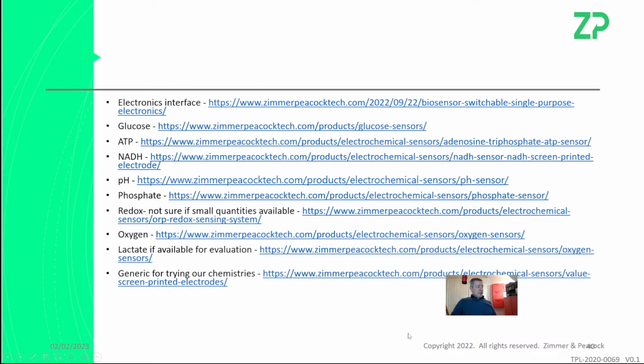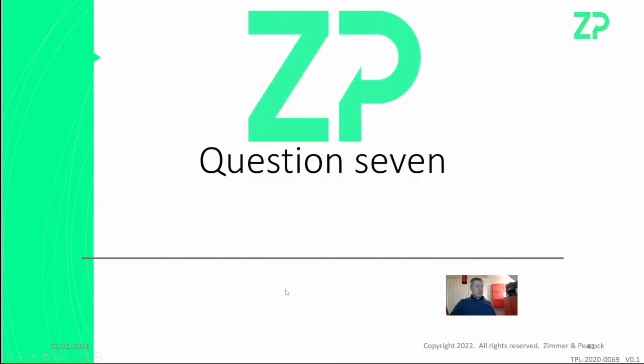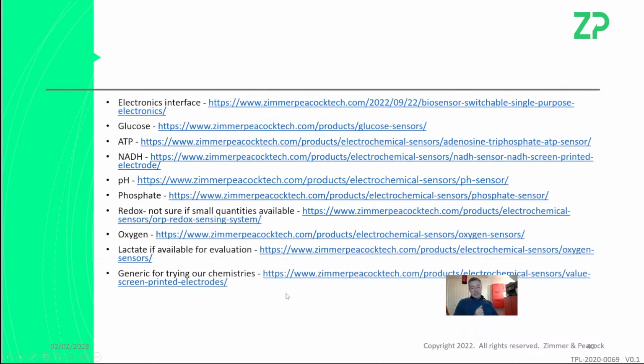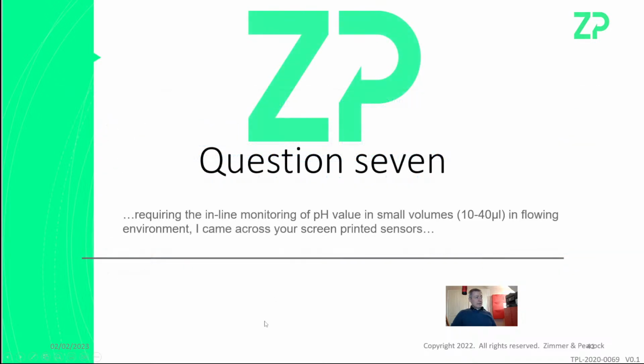Question number 6, we did have somebody who was interested in electronics. So we've talked about the switchable or the single purpose electronics. They want to know about glucose sensing, links to glucose sensing. They wanted to know about ATP, so adenosine triphosphate, NADH, nicotinamides, pH, phosphate, redox, oxygen, lactate. And if you're looking for generic sensors as well, we also gave them a direction towards general screen printed electrodes. If you're in academia, most of the time people want to invent, so really they end up building sensors themselves.